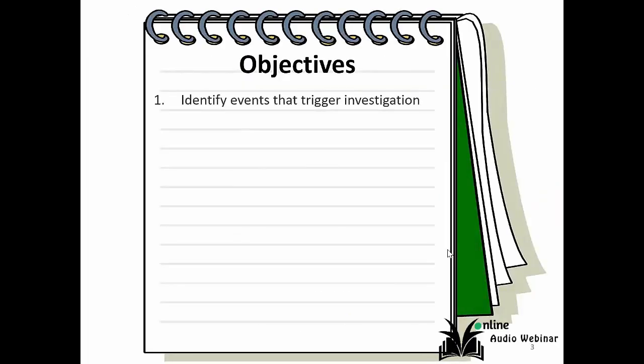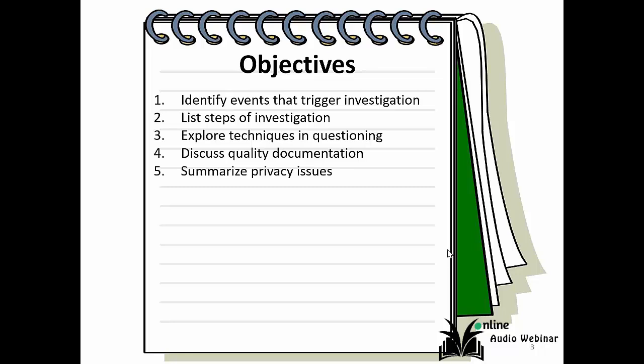Well, one, we're going to identify the events that would trigger an investigation. How do you know if you really need to do an investigation or not? And we'll list the steps of an investigation. We will explore specific techniques in questioning. We will discuss quality documentation. We'll summarize some privacy issues. We will explain search guidelines. We will determine how to determine credibility and how to draw conclusions.